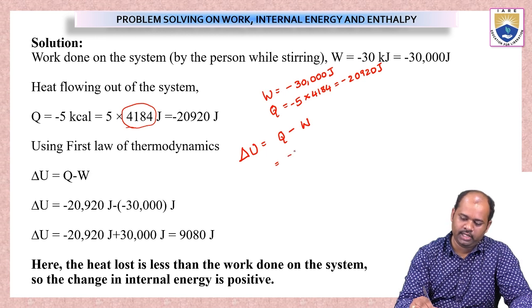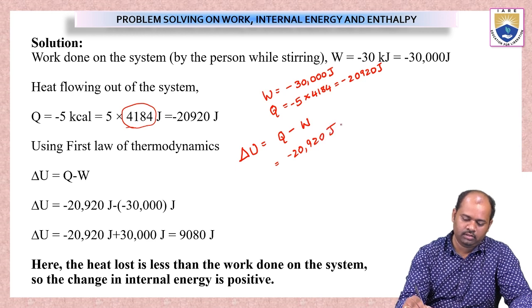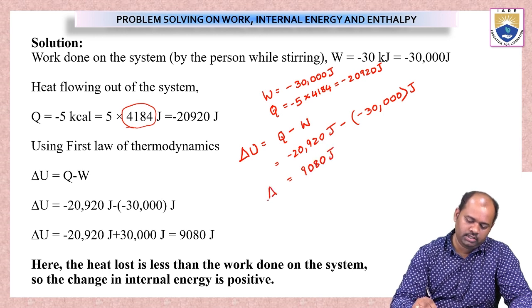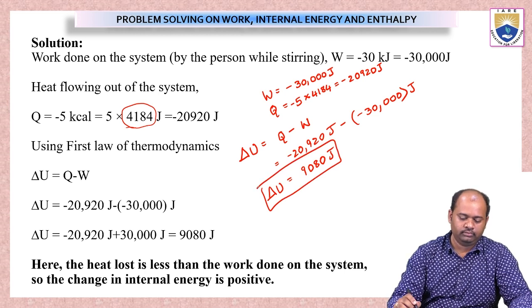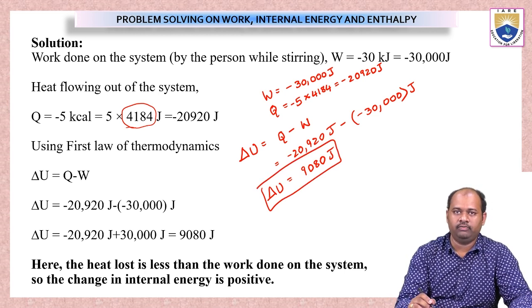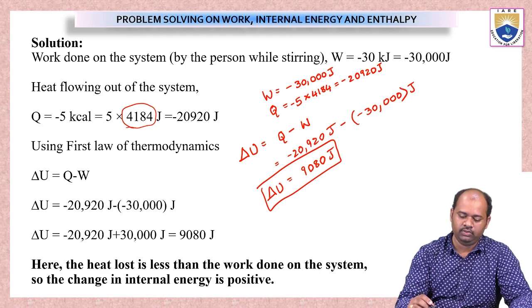Now we will calculate this by using the values. The Q value is minus 20920 joules minus of minus 30,000 joules. So finally we will get a value of about 9080 joules. So this is the change in internal energy where we got 9080 joules of change in internal energy value.